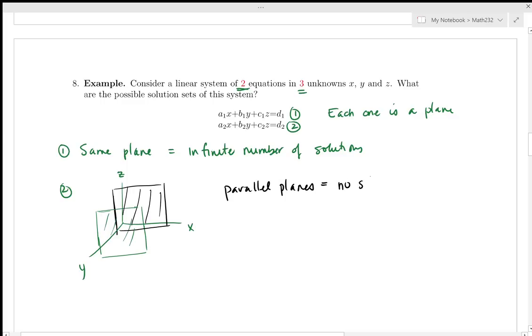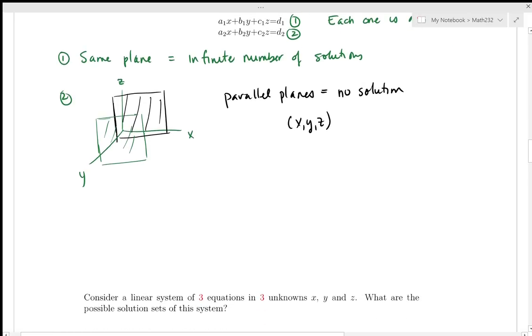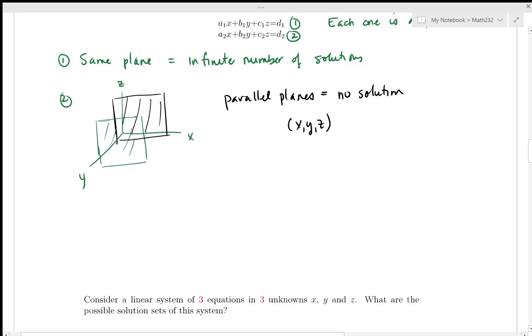So there'll be no set of 3 numbers like this, a solution set. There will not exist specific numbers x, y, and z that will solve equation 1 and equation 2 if the 2 planes are parallel. Okay, and then there's a third possibility, that is that the planes intersect.